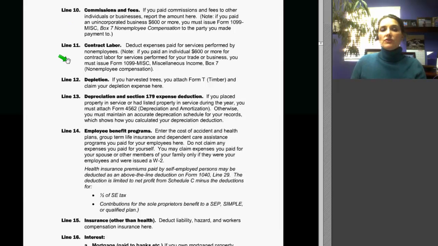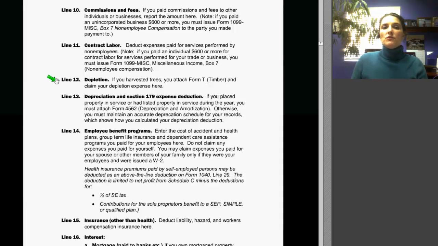On Line 11, we enter contract labor. You deduct expenses on this line that you paid for services performed by non-employees. And note again that if you paid an individual $600 or more for contract labor or services performed for your trade or business, you must issue a 1099 Miscellaneous with income reported in Box 7.